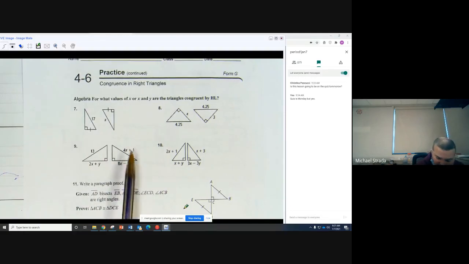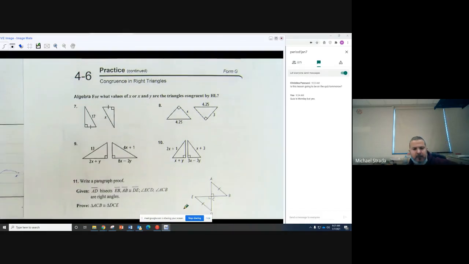If you look at that, for example, you'll be able to solve for x. You can then plug the x in and solve for y. All right. Same thing with 10. Number 11 says write a paragraph proof. Again, you can write it in any format you'd like.